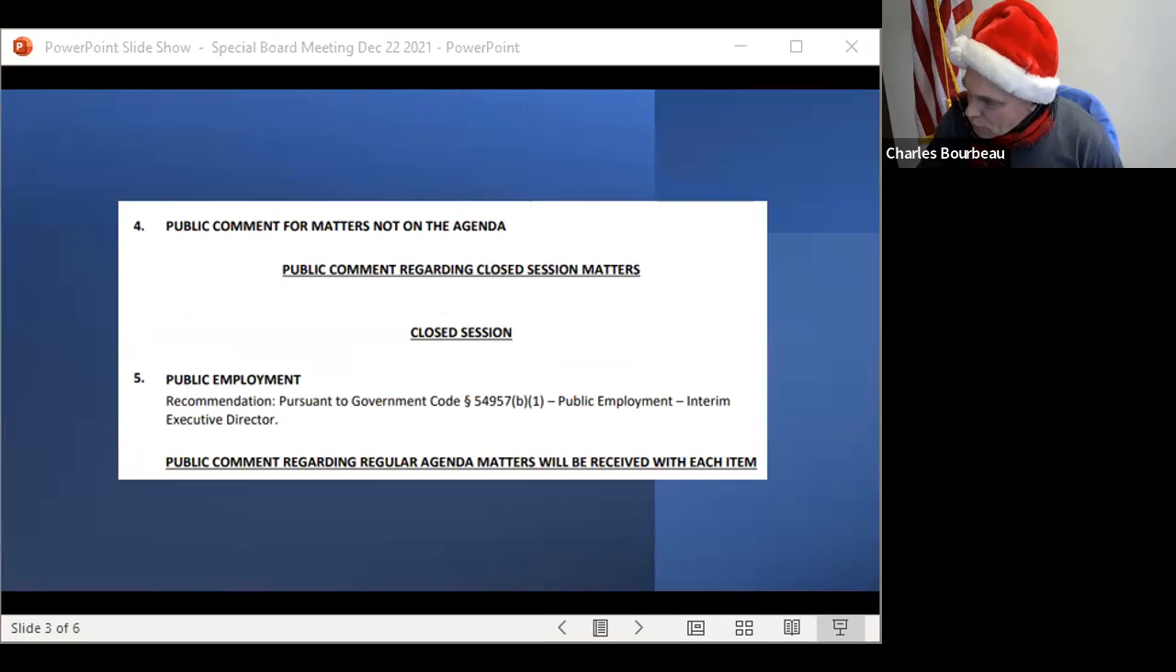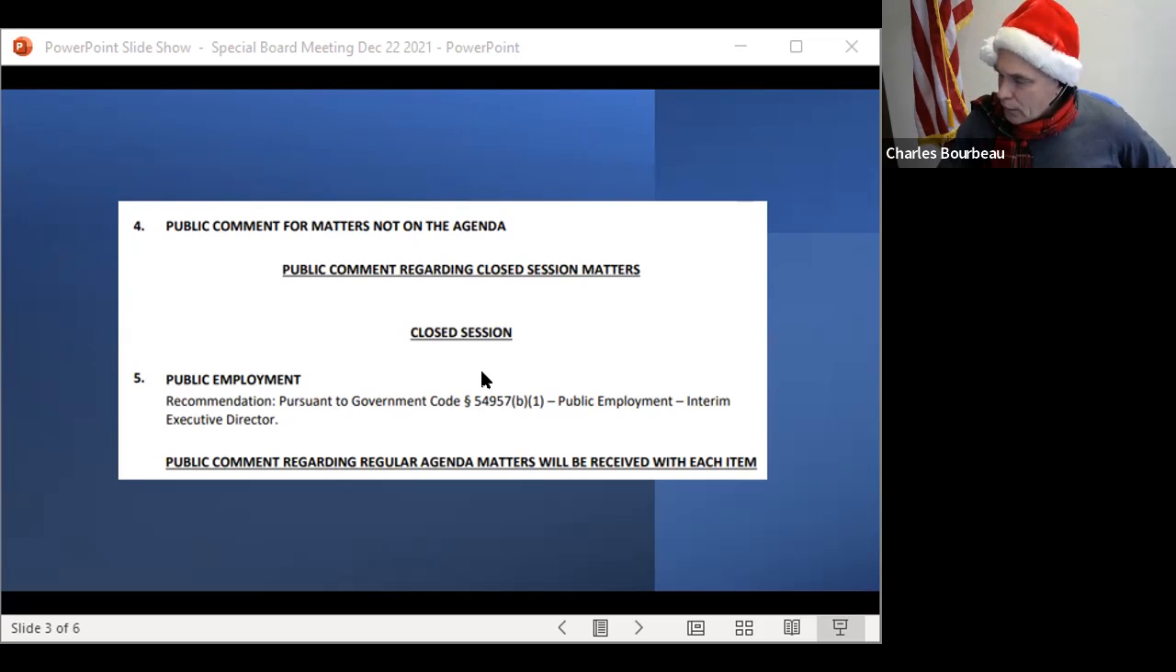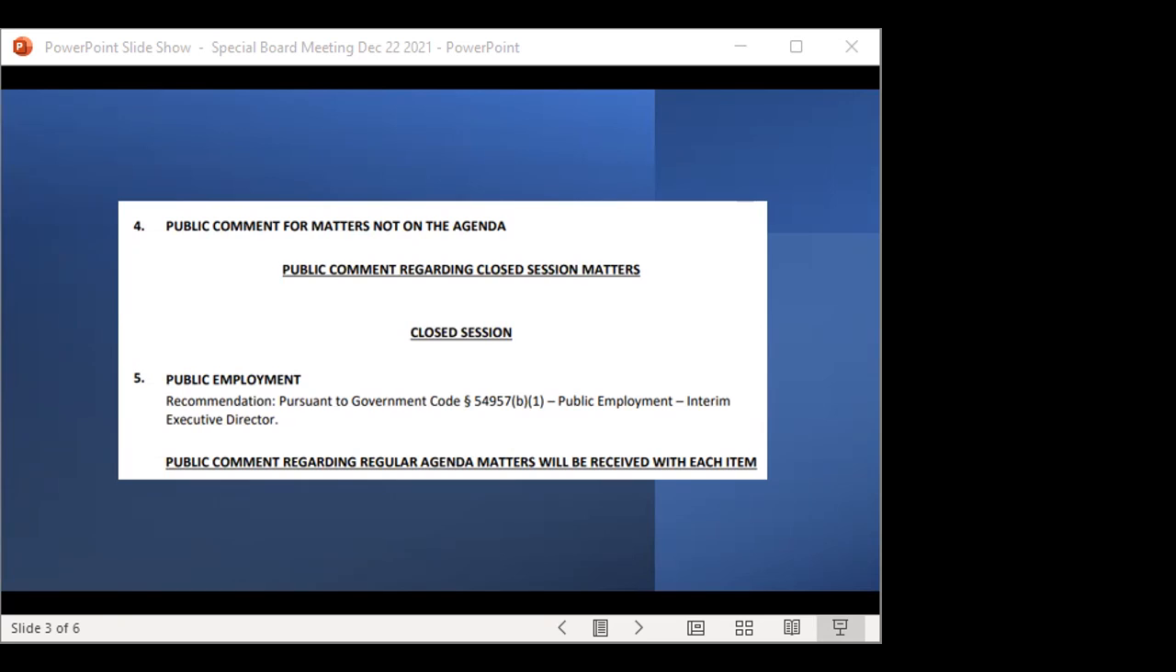All right, thank you. Well, the board will enter into a closed session to discuss employment of an interim executive director. Before we do so, let's see if we have any public comment regarding that matter. If we have any public comment for matters on closed session, you may press the raise hand button found at the bottom of your screen, or if you're on the phone, you may press *9. Okay. I see nobody for public comment.